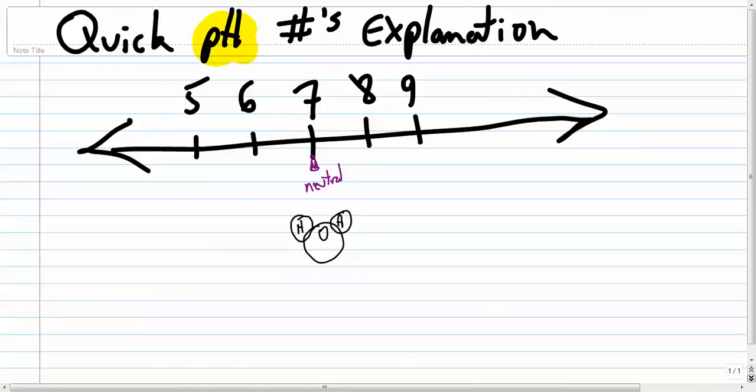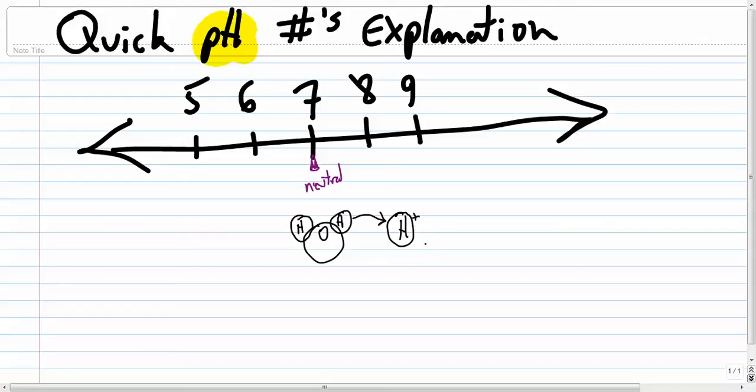So I need to start with a drawing of a water molecule. It's got 2 hydrogen atoms and 1 oxygen atom. And imagine a whole glass full of these, a whole bunch of these water particles. What can happen sometimes is one of these hydrogen atoms can leave this water molecule, and so what you wind up with is this positive hydrogen ion. So it's this positive 1 charged hydrogen atom.